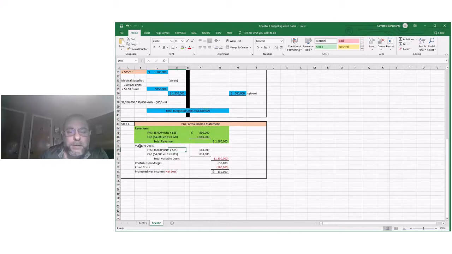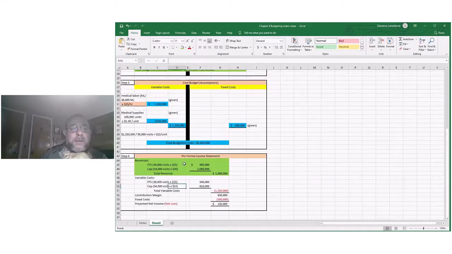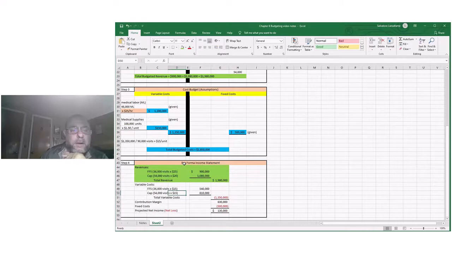Total variable costs, you see 1,350,000. So how did I get the 540,000? How did I get the 810? Well, I needed to know my cost, and it's showing up as $15 here. So let's see where that 15 came from.